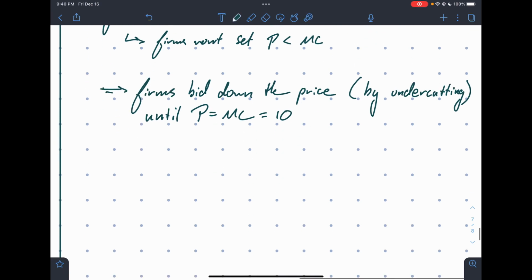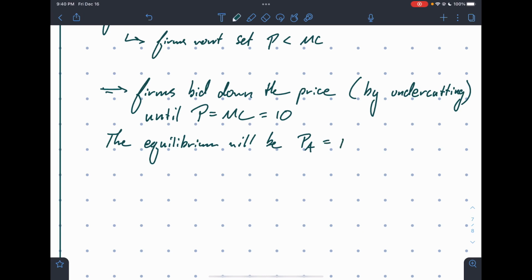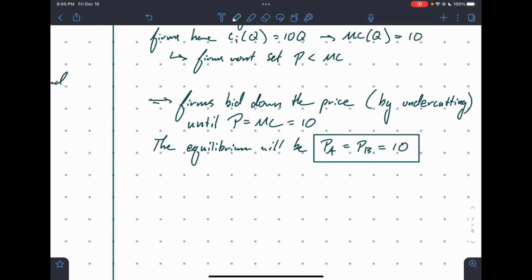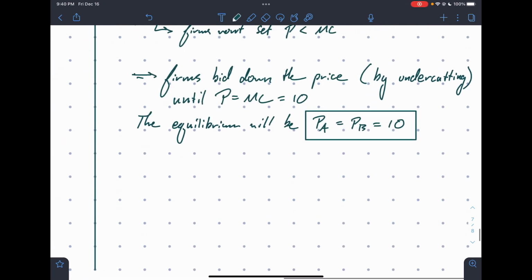So in this equilibrium, we'll have PA equal to PB equal to 10. Each firm has no incentive to lower their price because then they would be losing money. And we see here that firms are pricing at marginal cost.